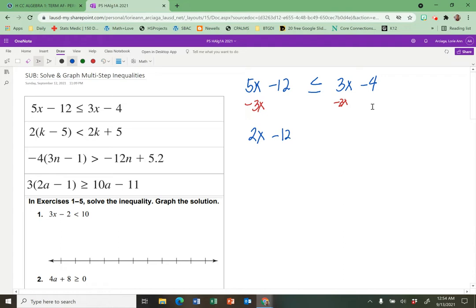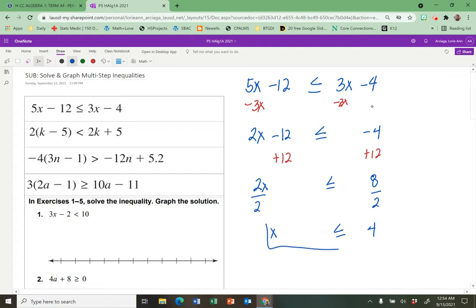Take away 12 is less than or equal to. These two will cancel. You have the negative 4. And then after that, we can add 12 to both sides to collect the constants. And what will we get? 2x is less than or equal to positive 8 because you subtract them because they have different signs. So when you divide both sides by 2, you get x is less than or equal to 4.